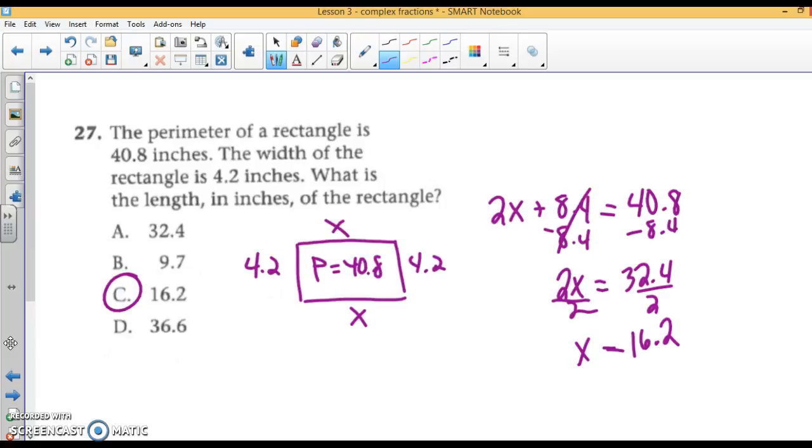So 16.2 would be the width. Now, I'm sorry, the length. You don't necessarily need to write an equation. What you could do is 40.8, subtract out these 2, and then divide by 2. But it's the same exact thing.